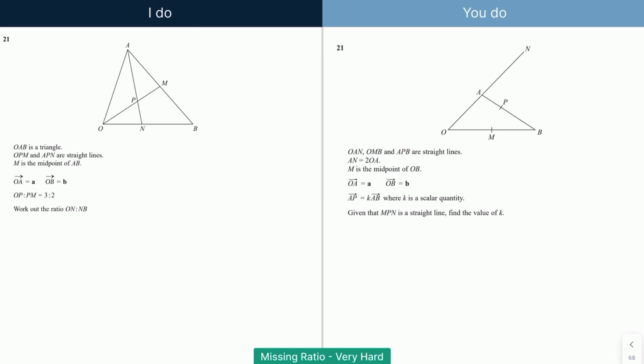And finally, we're going to look at missing ratio examples. So these are the hardest type of questions that can come up. But just looking at both of these to start with.